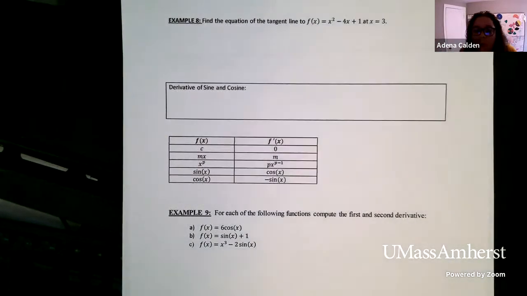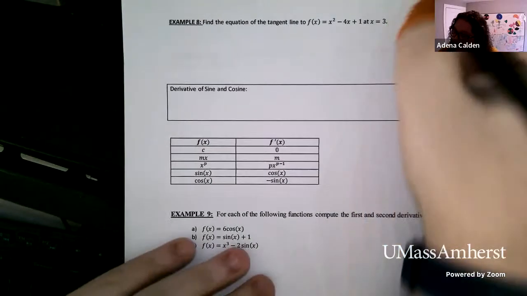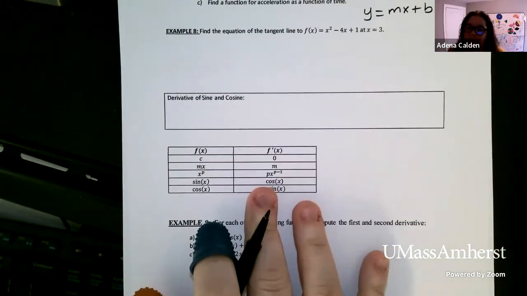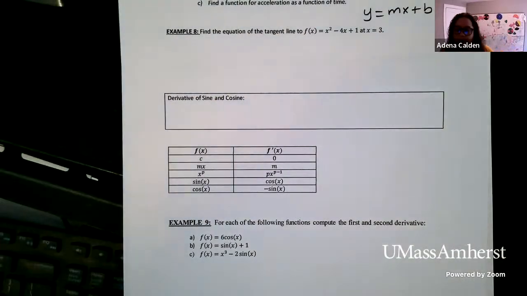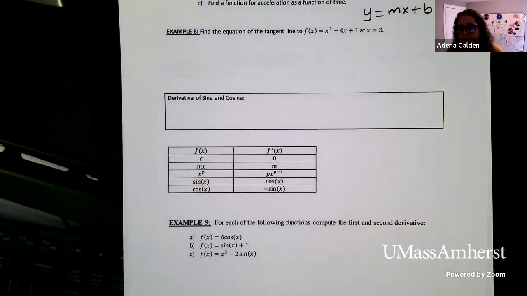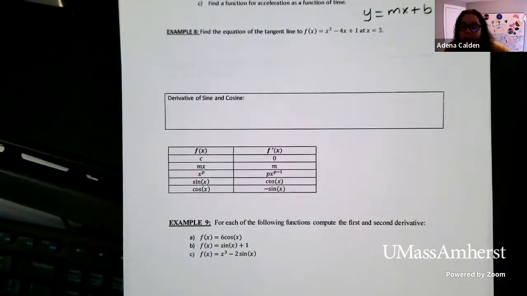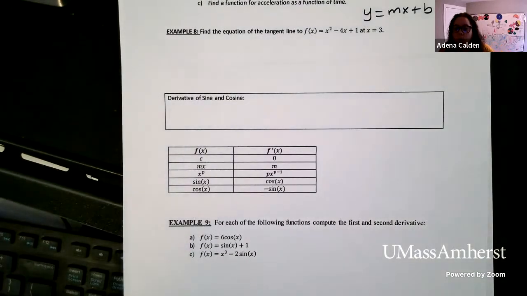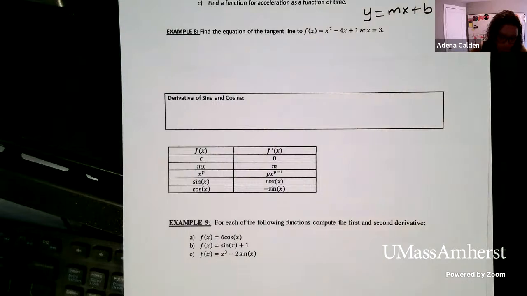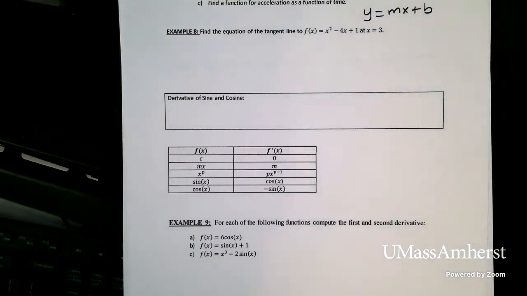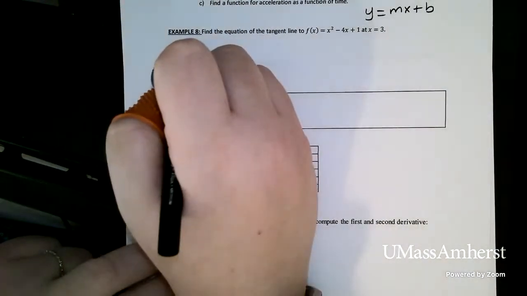As a reminder, when we talk about the equation of a line, we're talking about y equals mx plus b, so we want something in that form. So how can we use what we know about derivatives to find the equation of the tangent line to the function x squared minus 4x plus 1 at x equals 3? In order to find the equation of a line, you need either 2 points on the line, or 1 point on the line and the slope of the line. And we know from before that we can get something about the slope. So let's start by thinking about that.